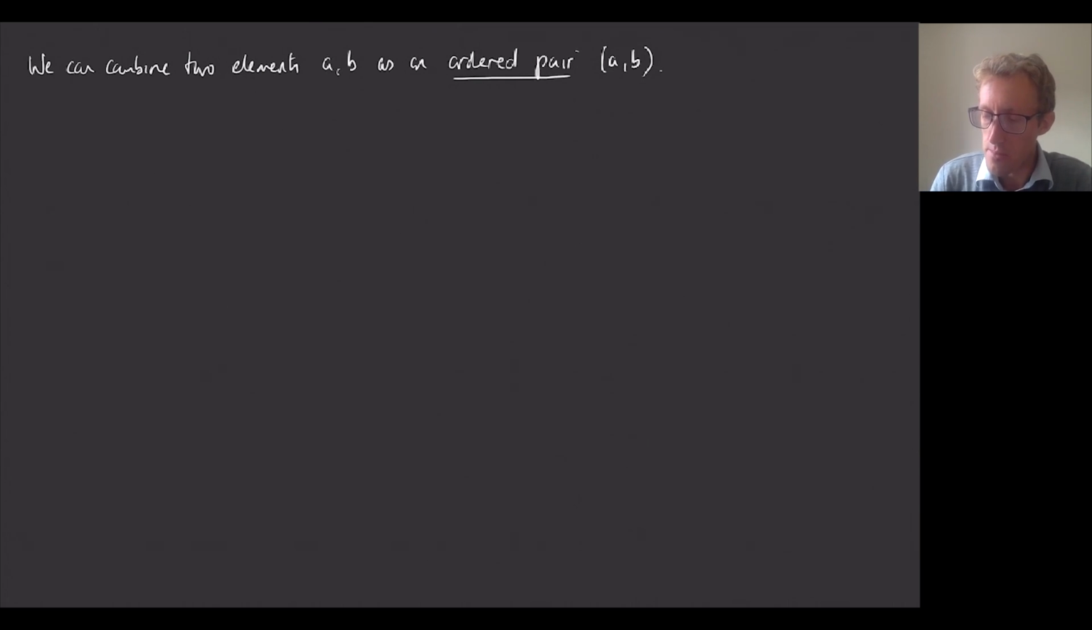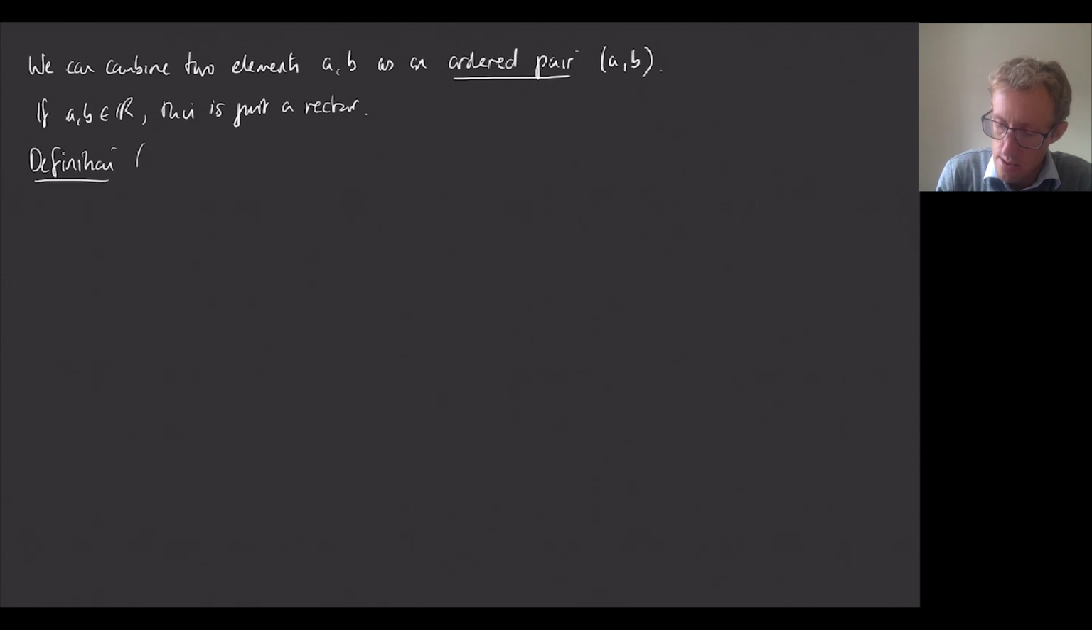Okay, you're probably familiar with this kind of thing as a vector. So I'll just point out that if a and b are real numbers, this is just a 2-dimensional vector. But the definition of an ordered pair is more general because the a and b don't need to be real numbers. They could be elements of some other set. Okay, but this leads me on to the definition of something called the Cartesian product.